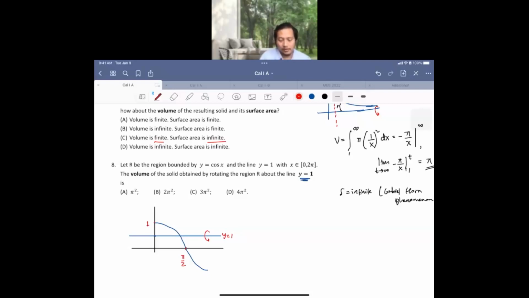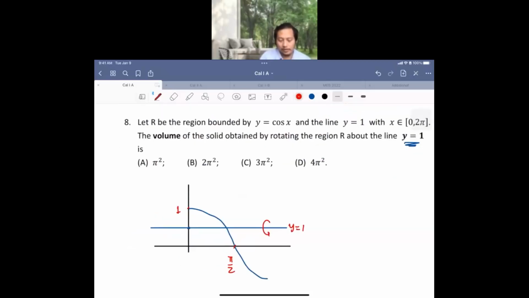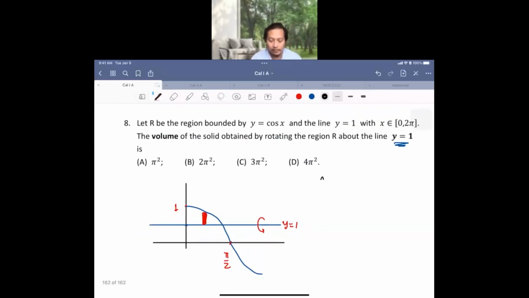But I think if you rotate this about y equal 1, we are just taking the radius here, right? This method, we can just use this method. So taking the volume from 0 to 2 pi, and then the radius becomes this, cosine x.